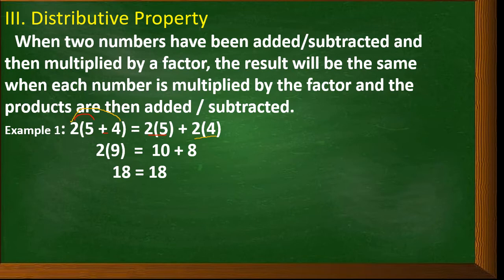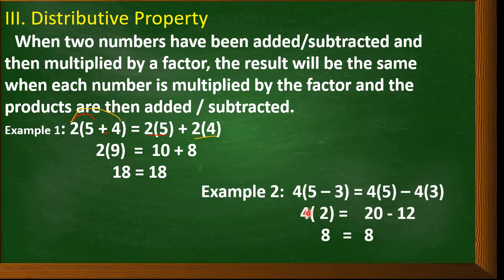Now, once we simplify this, we have 2 times quantity of 5 plus 4. 5 plus 4 is 9, and 2 times 9 is equal to 18. Now, if we simplify the right side of this equation, 2 times 5 is 10, and 2 times 4 is 8. Once we add 10 plus 8, that is equal to 18. So they are equal.